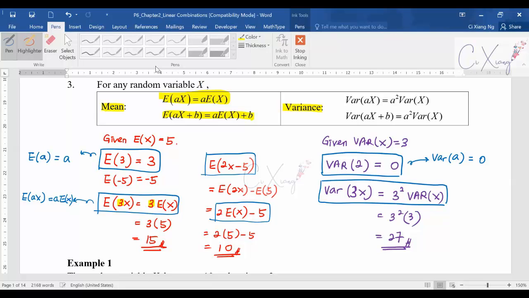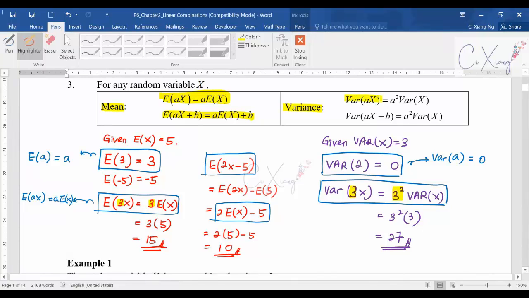And then for the variance, it's a bit special because when you want to take out the 3 from the variance, after you take it out, you must square the value 3. So that means you take 3 squared times 3 equals 27. So there are some differences between the E and also the variance. Alright, so please make sure that you take note of this part.